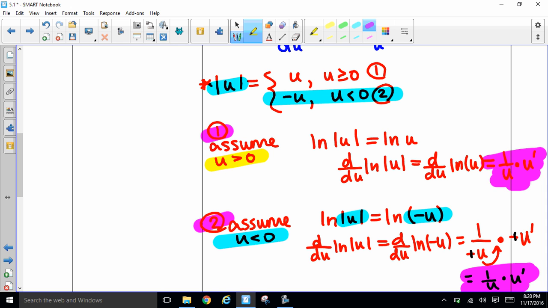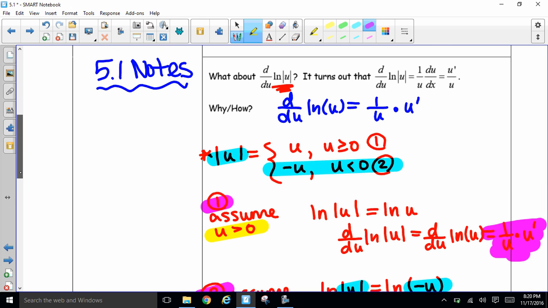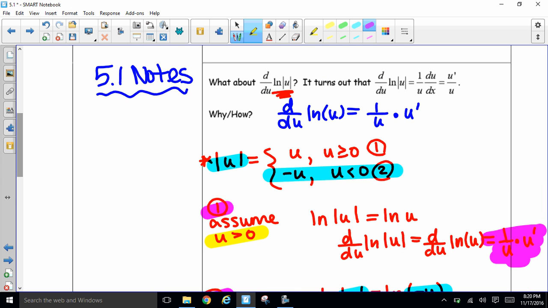And so I'm getting the exact same thing, look here and here, even though I assumed two different things about u. I went through both cases, where u was positive and where u was negative, so I have proven that this is true. When I take the derivative of natural log of absolute value of u, it's the exact same derivative I get as when I take the natural log of regular u. That doesn't happen very often. Usually absolute values make a difference, but in this case it doesn't for derivatives. For the graphs of the functions, they will look different.